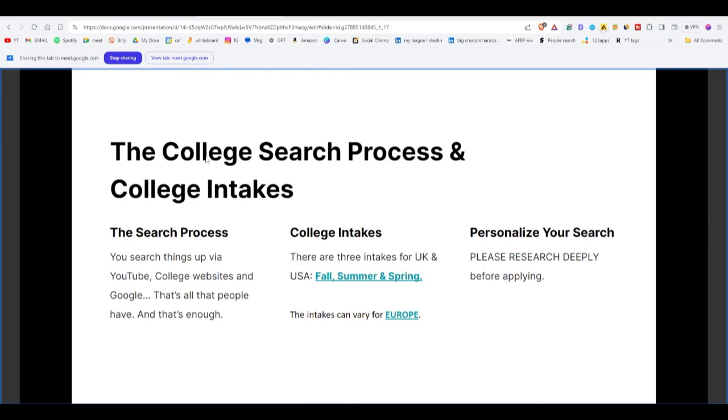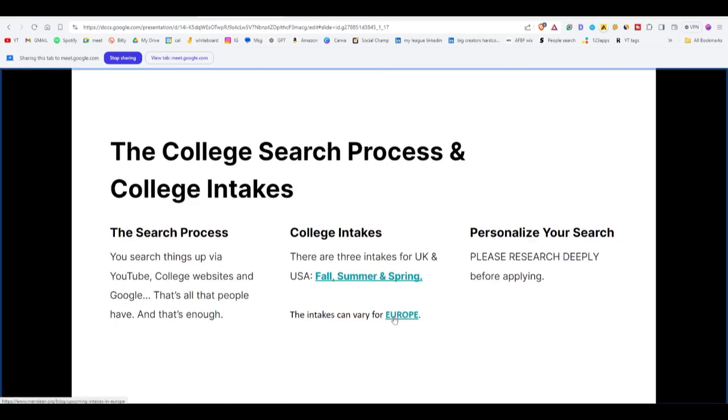Yeah, the first task in the college list is basically the college search process. And for the searching part, all that you actually have in your hand is YouTube, websites and Google, and that's more than enough. But the main thing to notice is that the intakes for the UK and USA, particularly Europe and USA, are different. Throughout the meeting, even if it's clear, trust me, you will need me to define some particular things, because it's not like you just randomly see this. A lot of research went into making this.